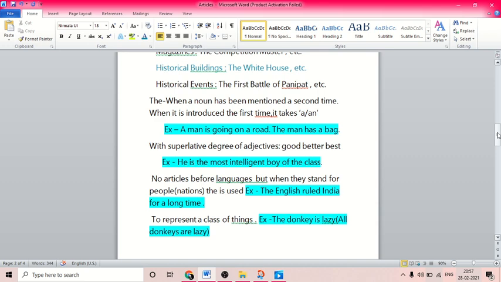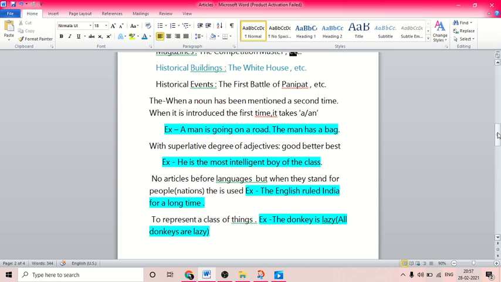Next, with superlative degrees of adjectives. Good, better, best. Best is the superlative degree. Now let's see the example. This is the most intelligent boy in the class. Here most intelligent, so most is the superlative degree. That's why we use the.